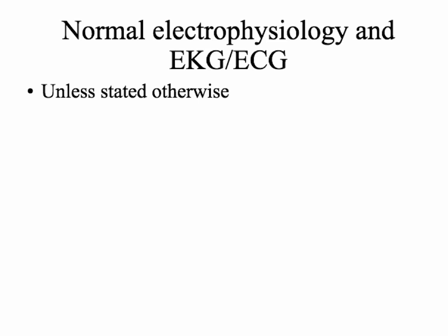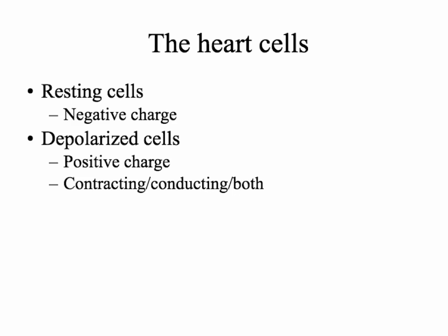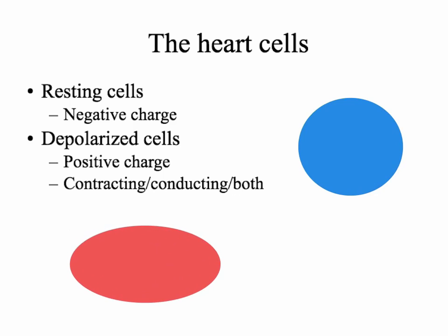Now, as I begin, I want to say that unless I otherwise say so, everything I'm referring to in this video is the normal electrophysiology of the heart. I want to give you an example really quick of two different cardiac myocytes, two different cardiac cells. I have one here. We'll call that one a resting cardiac myocyte, and then I'll have another one right here. We'll call this a depolarized cardiac myocyte.